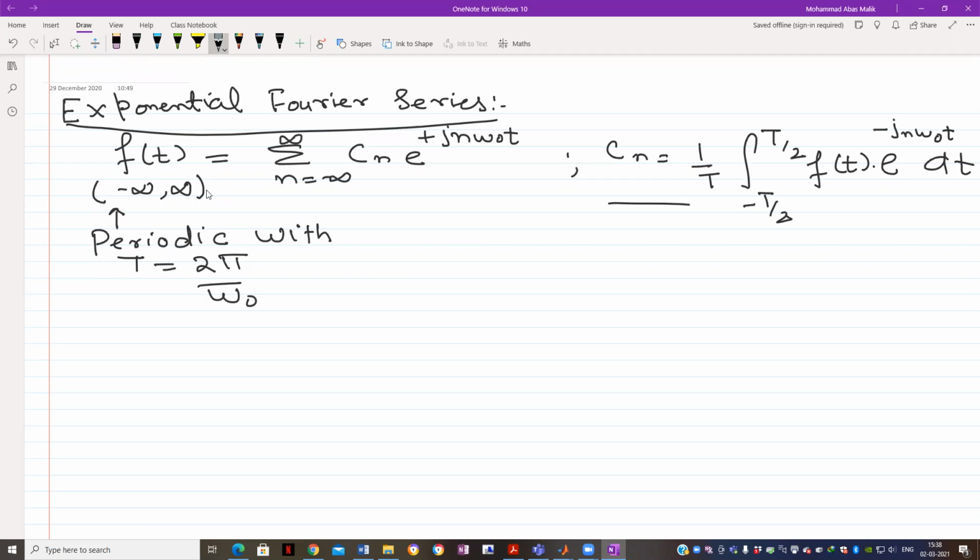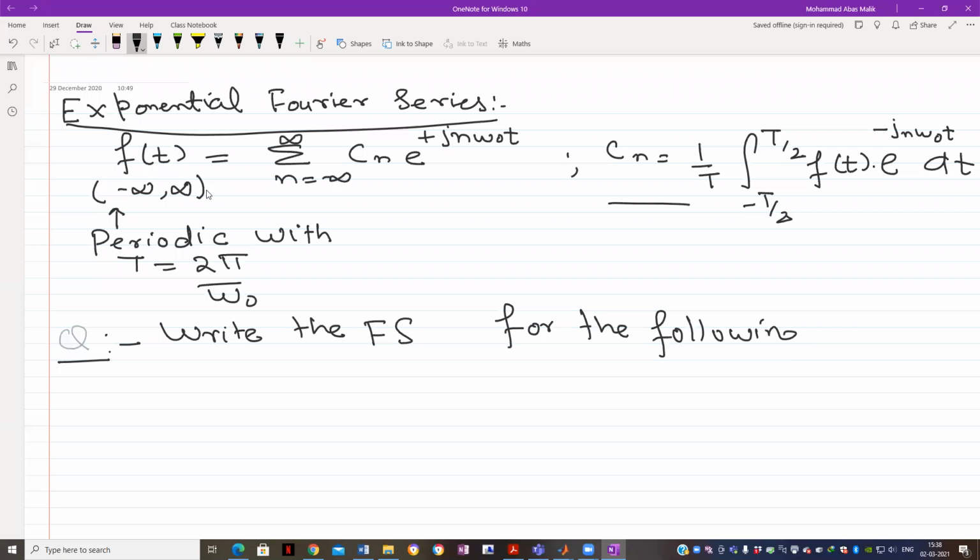Okay. No, sir. So the first question was that you had to write the Fourier series, obviously the complex Fourier series, and then convert to the trigonometric Fourier series for the following signal. So the question is: write the exponential Fourier series for the following signal.